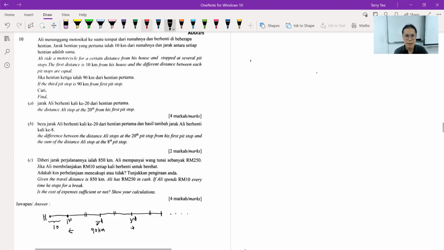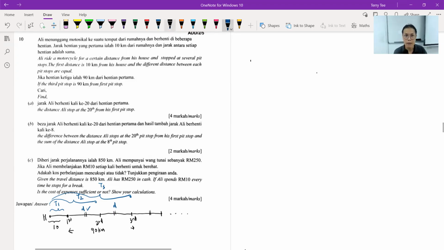So understand this. Your arithmetic progression is actually this, the distance from his house. This is your T1. This is your T2. This would be a D, common difference. This would be a T3, isn't it? The distance from his house, because you keep increasing, right? Like for example, T1 is 10, T2 is T1 plus D, T3 is T1 plus 2D, right?